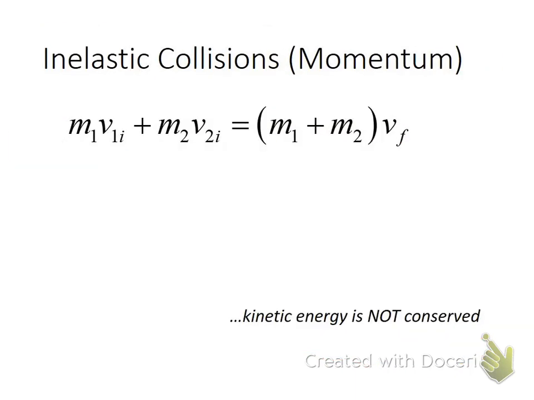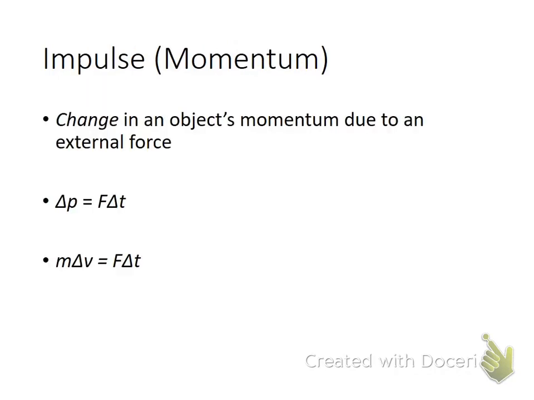Just FYI. Now, for perfectly inelastic collisions, the two objects are stuck together, so their final velocity has to be the same. The conservation of momentum equation is exactly the same, but with the final velocities being identical, I can pull that out and just add the masses together. Impulse is a change in the object's momentum because of an external force. So just like work is a change in energy, impulse is a change in momentum.